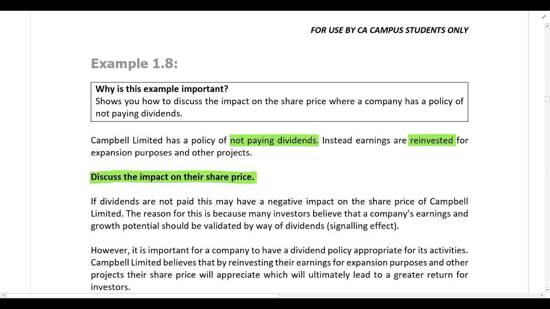Now guys, your discussion over here can't be the same as the discussion in the previous example. In the previous example, we had a company that created an expectation for a dividend because they had been paying dividends in the past. Over the last 3 years, they paid a dividend that was increasing slightly each year. So they created an expectation for a dividend. On the other hand, in this example, we have a company that has a policy of not paying dividends. So they haven't created an expectation of a dividend, they have never paid dividends. So your discussion here is slightly different.